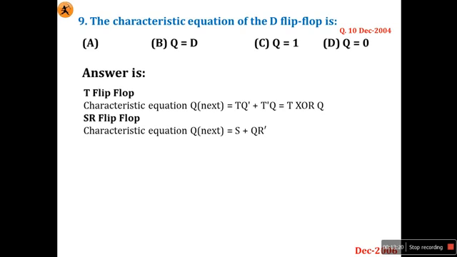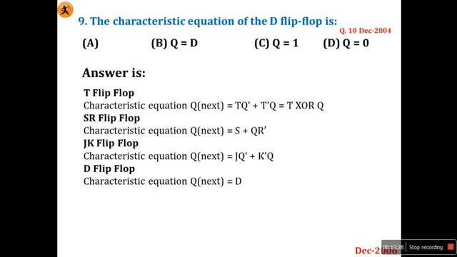The characteristic of T flip-flop, this one, and the characteristic of SR flip-flop, this is the characteristic of JK flip-flop, and the characteristic of D flip-flop. Okay, you should list out all the characteristics. It may ask any question, you can answer it. Now you can answer easily. The characteristic equation of a D flip-flop is Q equal to D. So option is B. I hope it's easy. What I'm trying to explain is, you just list out all the formulas, all important properties and characteristics, all subjects like this only.